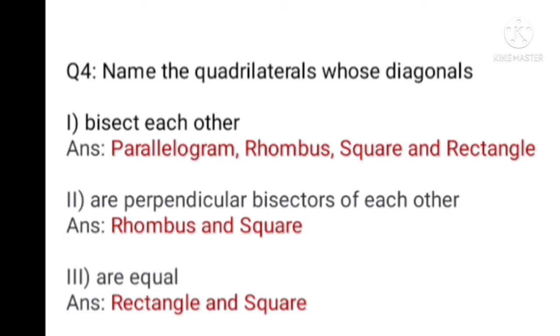Next one: diagonals are perpendicular bisectors of each other. Which ones? Rhombus and square. Third one: diagonals are equal. Which quadrilaterals? Rectangle and square.